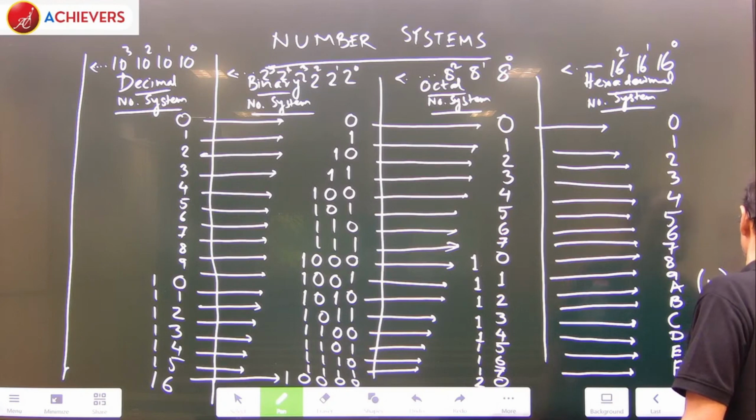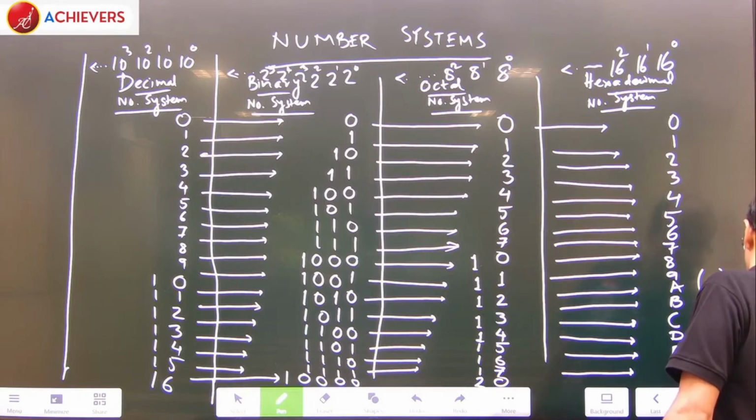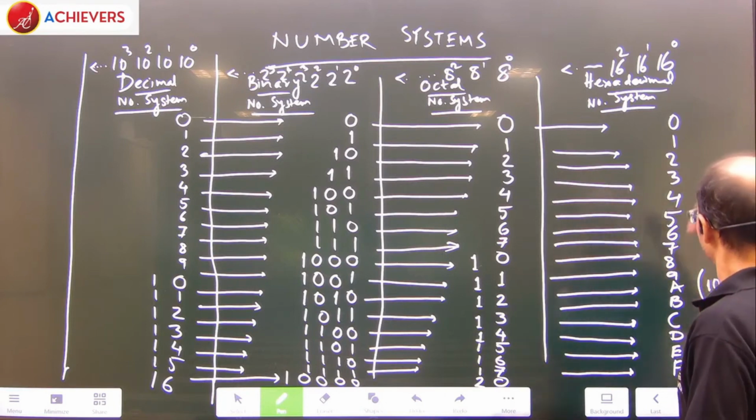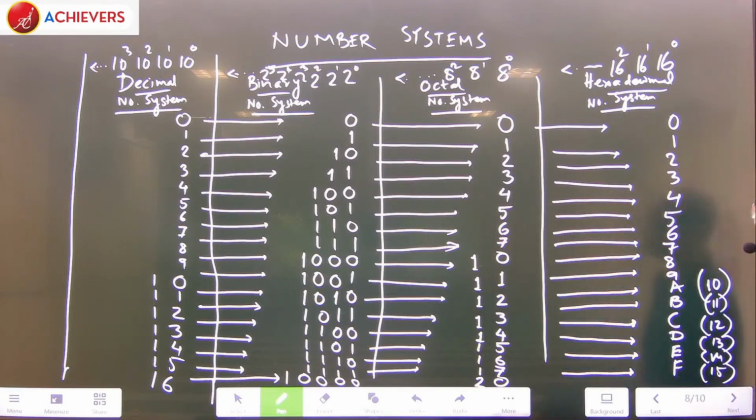So this will be 11, C is 12, D is 13, E is 14, F is 15. So based on the hexadecimal, we will be having the digits 0 to 15. Since we are starting from 0, it will be 1 less than the number 16. That is 15. 0 to 15 are the different digits that we have.